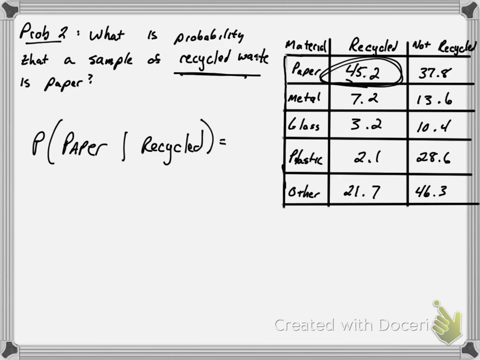Okay, so that 45.2 is what goes on top. Now what's the probability of the whole just recycled column? That's going to be 79.4 on the bottom. So then take those two and divide it. You get 0.569 or roughly 0.57.